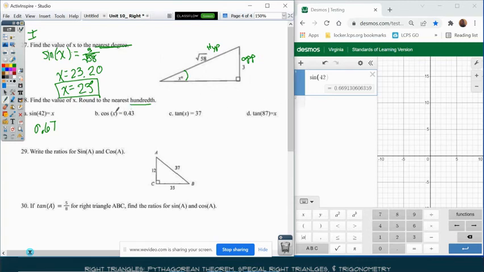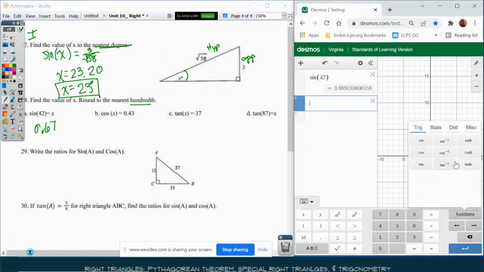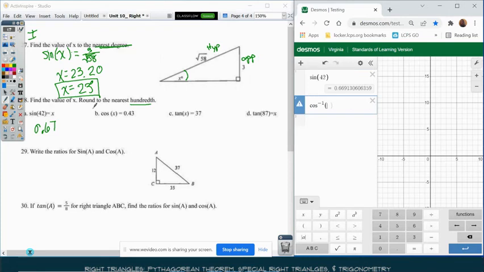Part B wants the cosine of x when it's equal to 0.43. So if you're looking for x, you're looking for the reference angle. That's telling you to do an inverse. So what am I doing here? An inverse cosine of 0.43. You're not typing in a fraction this time, you're typing in a decimal. That tells me that x must be equal to 64.53, so this angle is about 64.5 degrees.